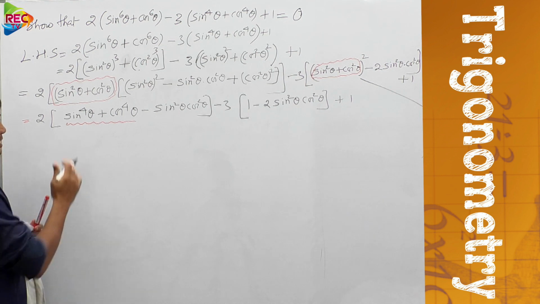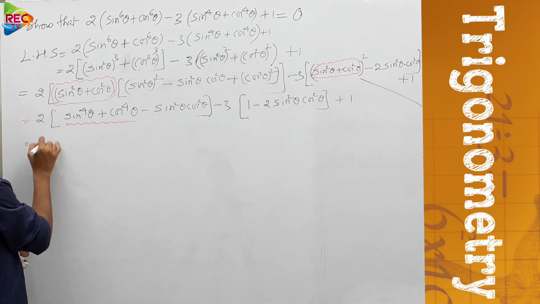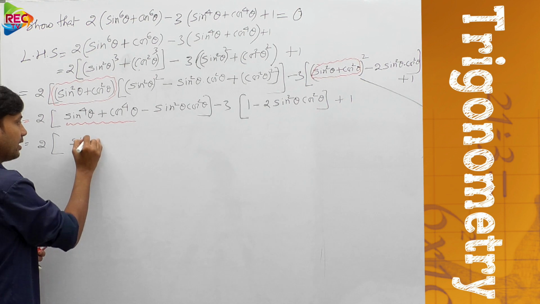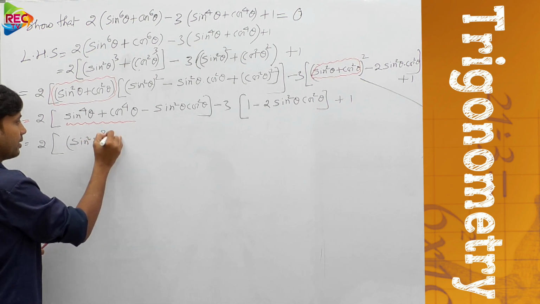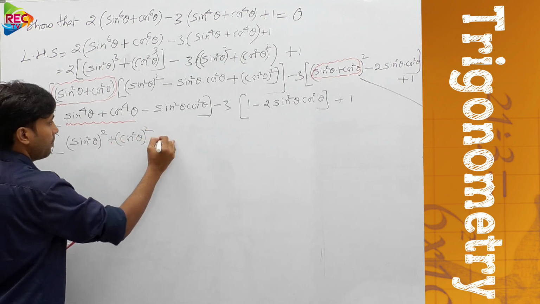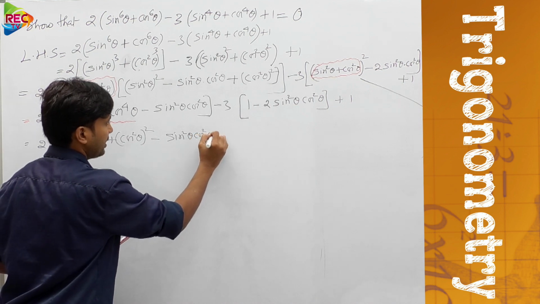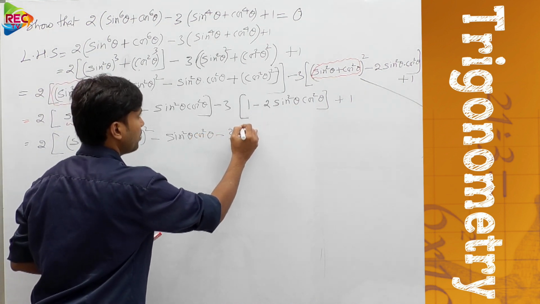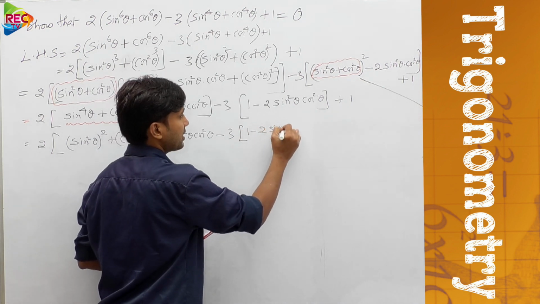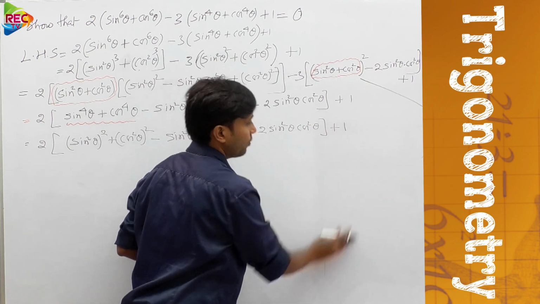Again, can we write this as sin square theta whole square plus cos square theta whole square or not? Exactly. We can write here 2 into. This can be again written as what? Sin square theta whole square plus cos square theta whole square minus sin square theta cos square theta, minus 3 into 1 minus 2 sin square theta cos square theta plus 1.